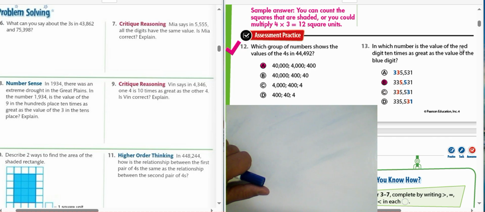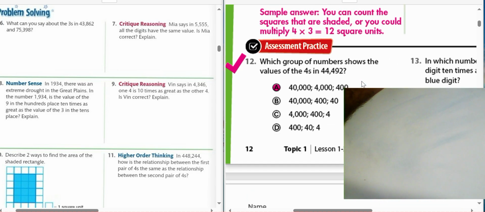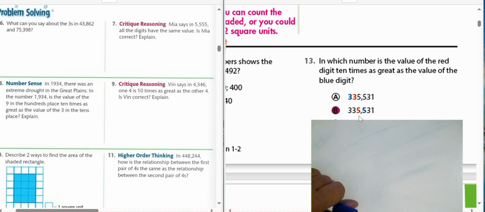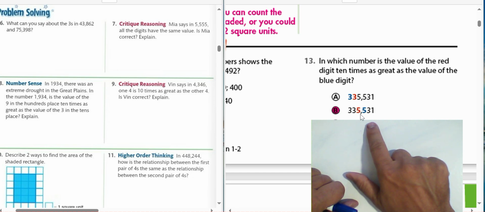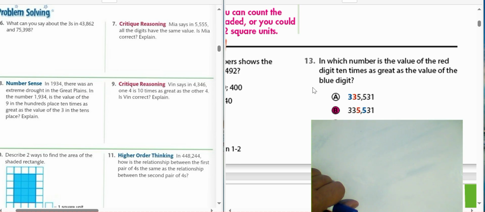Next question: in which number is the value of the red digit 10 times as great as the value of the blue digit? Look at here, the value of the red digit equals 10 times. In this example, he asked about the value of the digit. Look at letter B here. We asked this question before. You remember? We must choose 2 digits next to each other, in the 100s and 1,000s. He asked about the red digit being 10 times as great as the value of the blue digit.